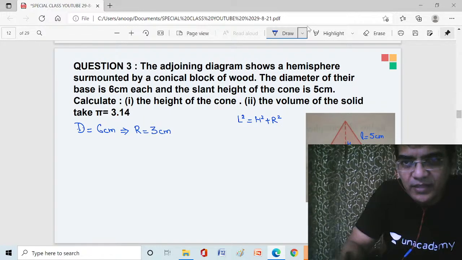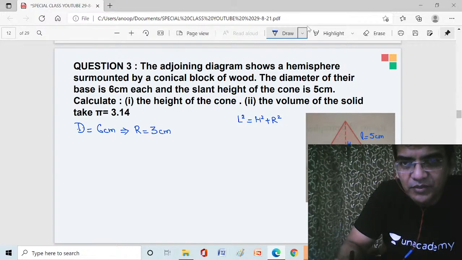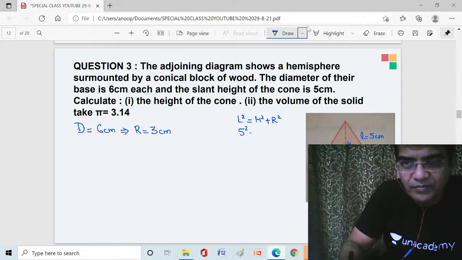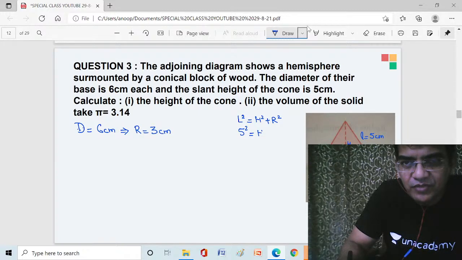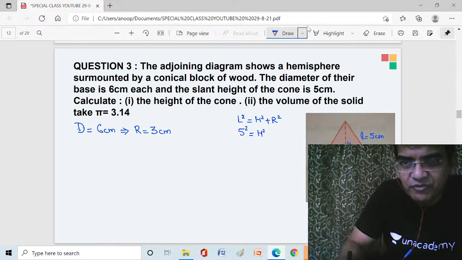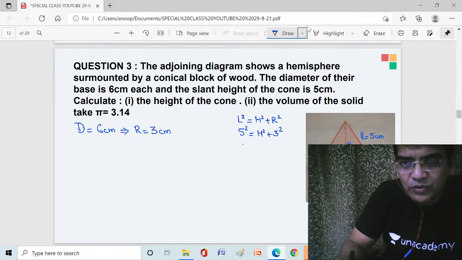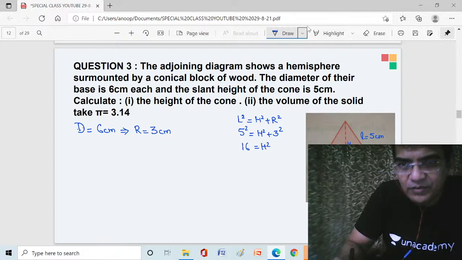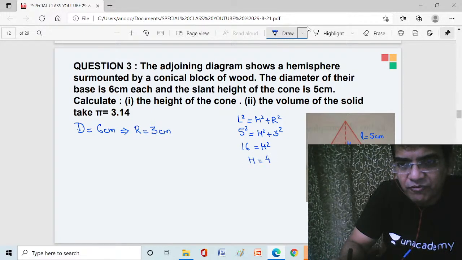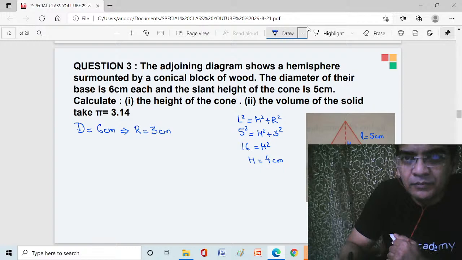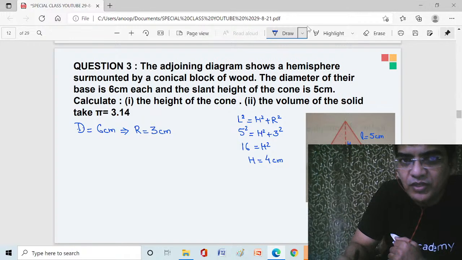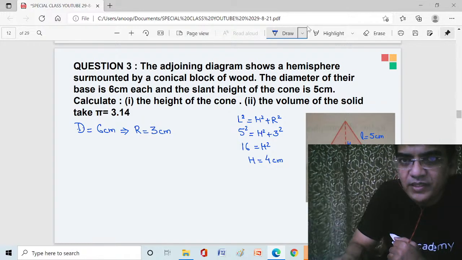So let me write this formula, and now let's substitute the values. Slant height is 5. Height of the conical portion we have to find. How much is the radius? Radius is 3. When you solve it, you will get 16 is equal to h square. So the height you are getting as 4 centimeter. The first part says find the height of the cone, so we have got the height of the cone as 4 centimeter.